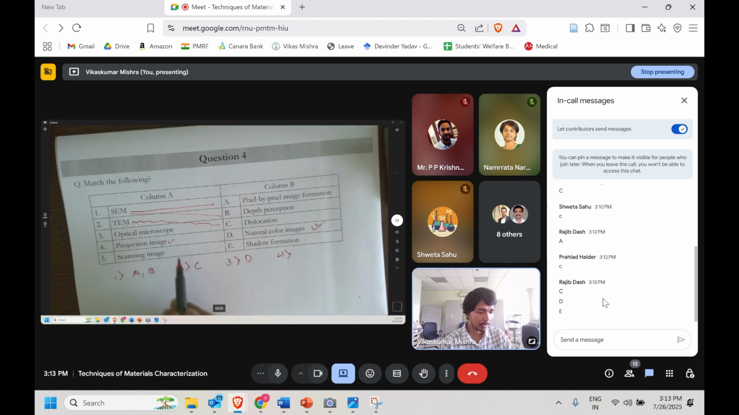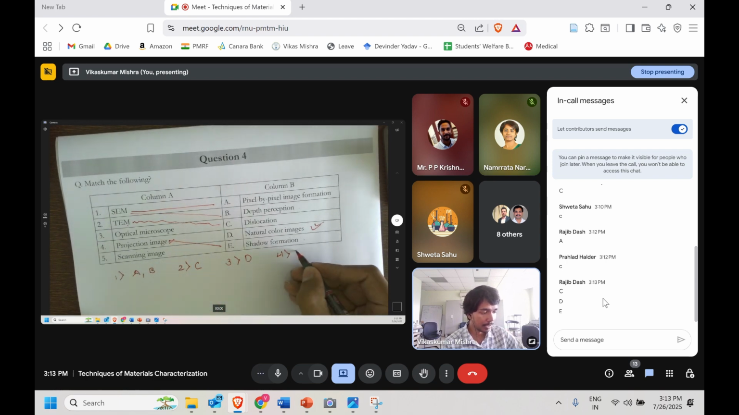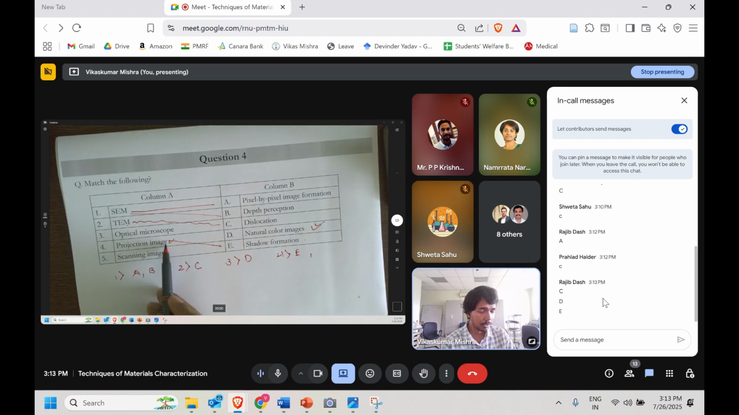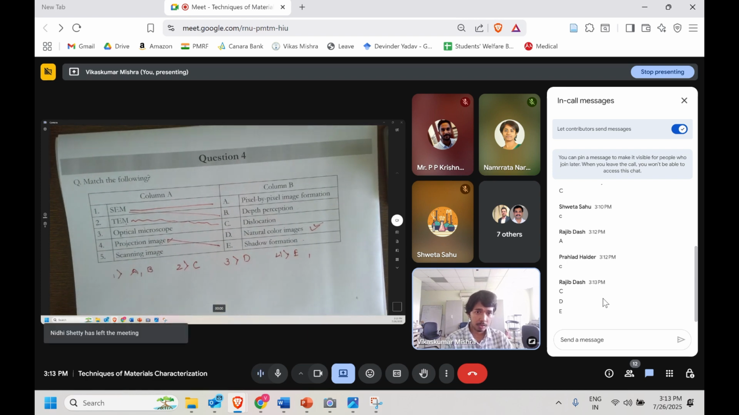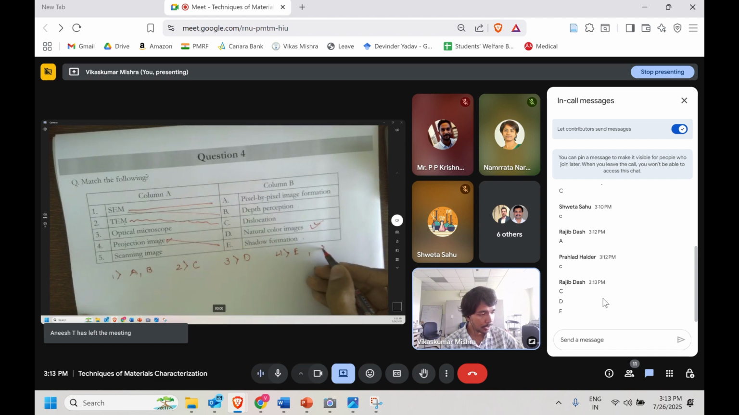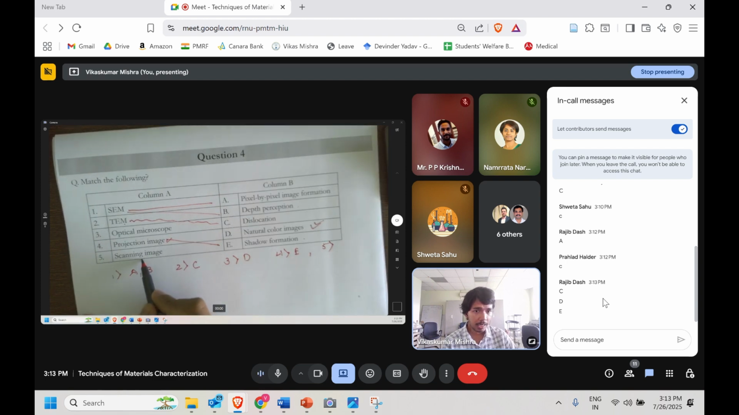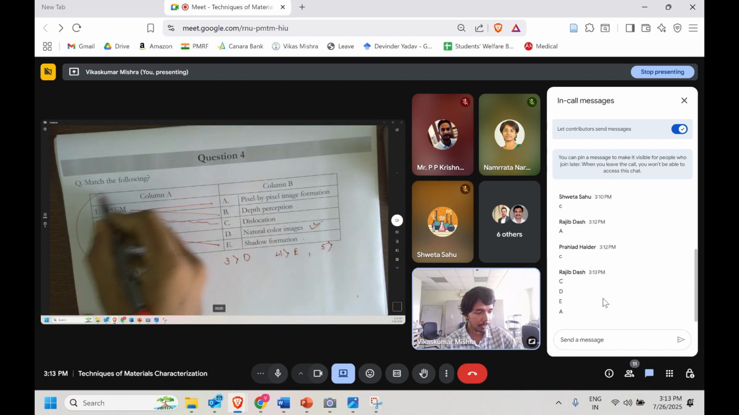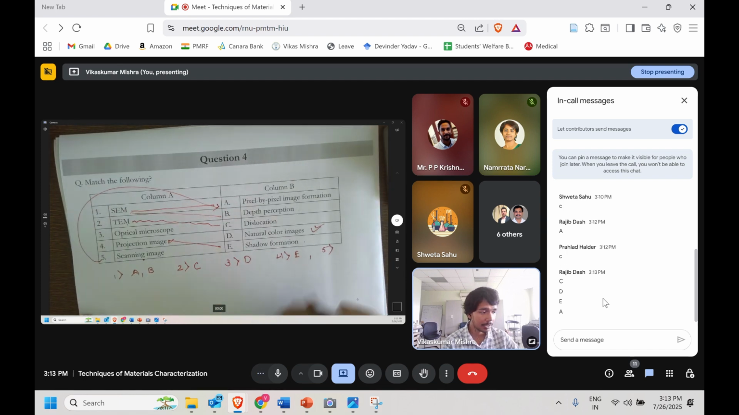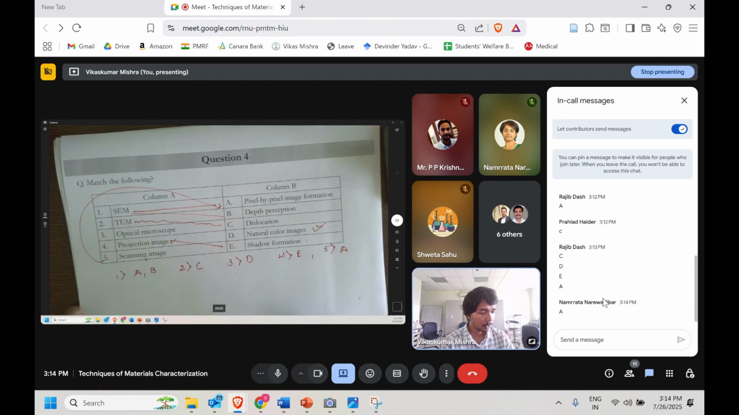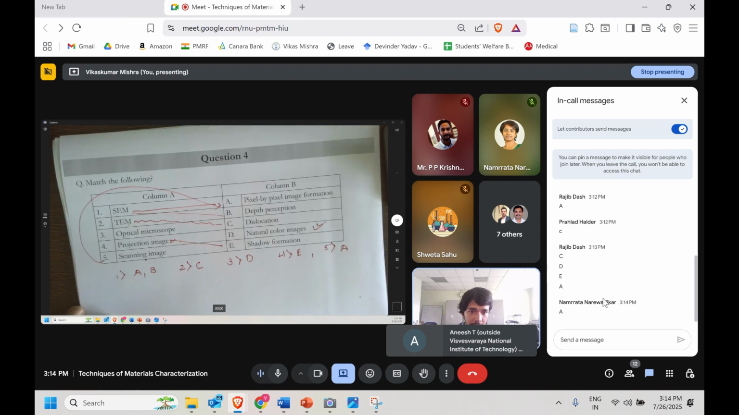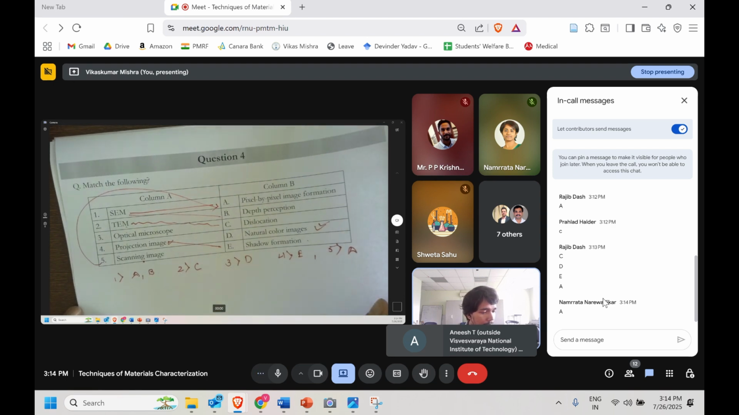Question number 4, the projection image. Rajiv is telling that option E is the right answer. That is perfect, right? In the projection, we are more or less generating the shadow, whatever information is there, we are reflecting it on. Okay, now the fifth one, the scanning image. For the scanning image, it's again option A, pixel by pixel, right? So with that, we have solved this match the following. Yes, Namrata, that's right. Option A is the right answer.